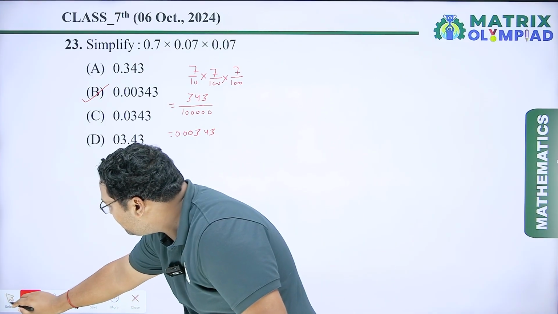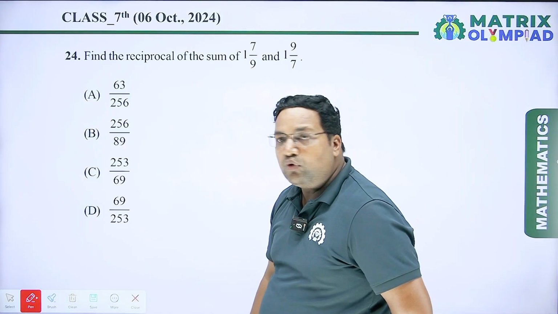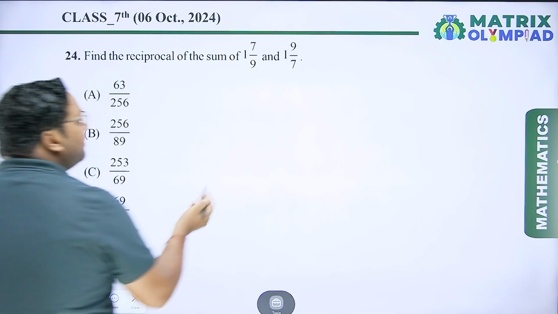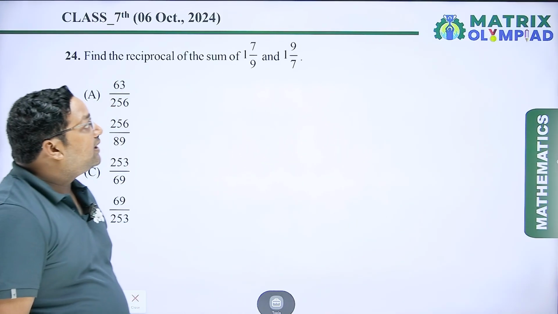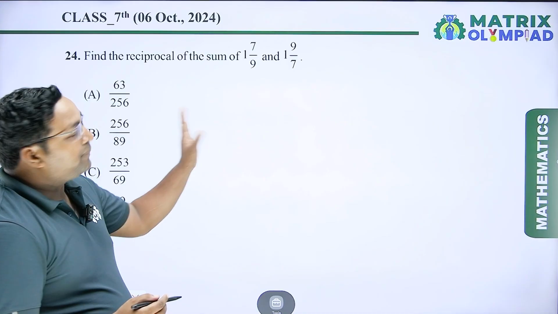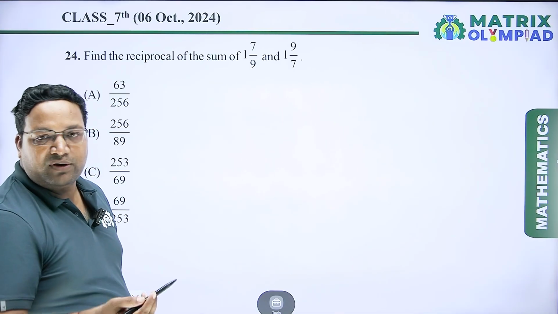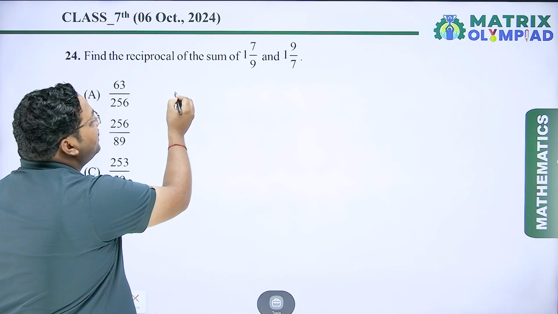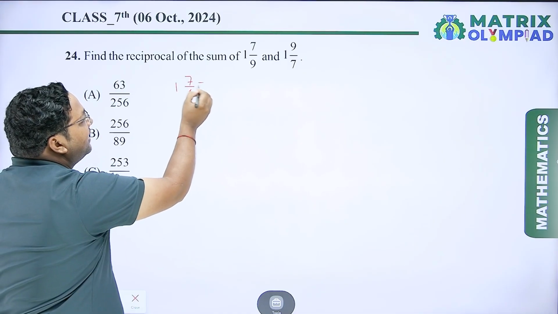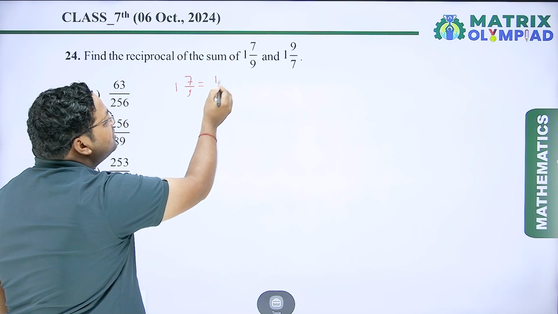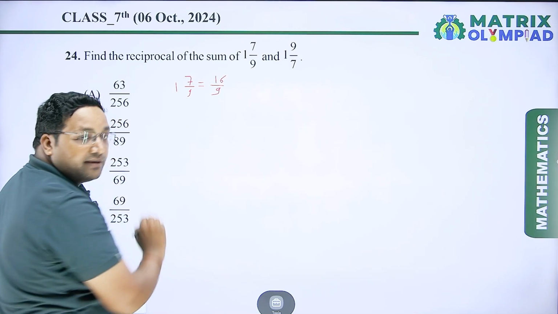Moving to the next question. Question number 24, that is find the reciprocal of the sum of 1 and 7 by 9 and 1 and 9 by 7. So here mixed fractions are given. So first we have to convert them into improper fractions. 1 and 7 by 9 is equal to 9 into 1 is 9, 9 and 7 is 16. So it is 16 upon 9.